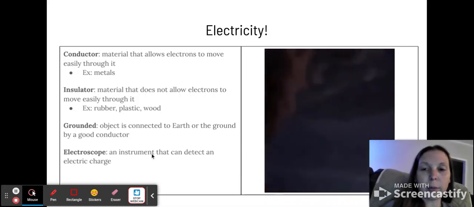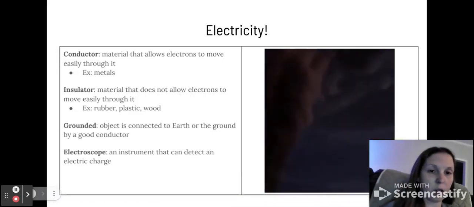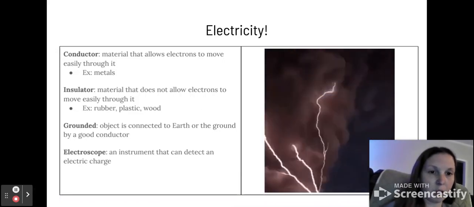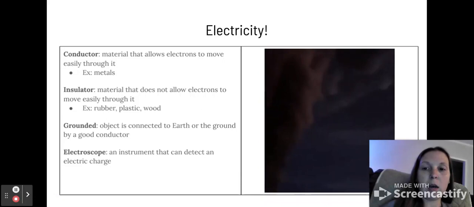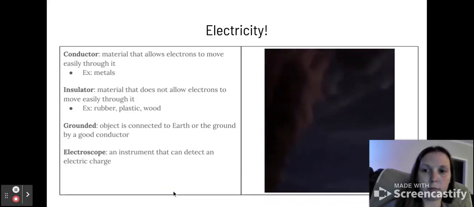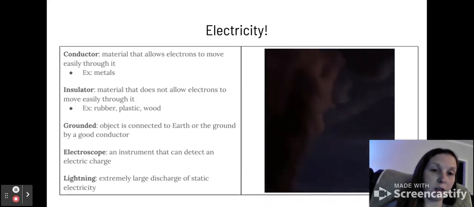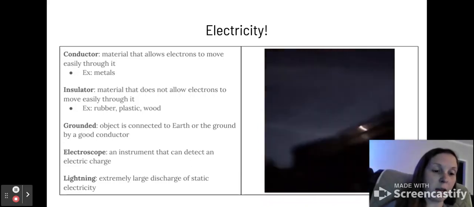An electroscope is an instrument that can detect an electric charge, so they can be used especially during storms when lightning is present. And lightning is an extremely large discharge of static electricity, which causes the flashes in the sky.